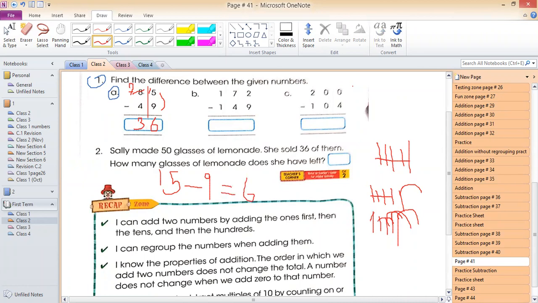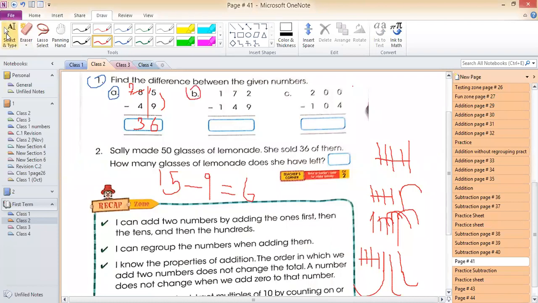This is not 8 tens now. This is 7 tens. 7 minus 4 equals 3. Draw 7 lines. 1, 2, 3, 4, 5, 6, 7. Cut 4 lines. 1, 2, 3, 4. How many lines are left? 1, 2, and 3. The answer is 36. Clear, guys? Yes, sir. Very good. Now solve this question, guys.